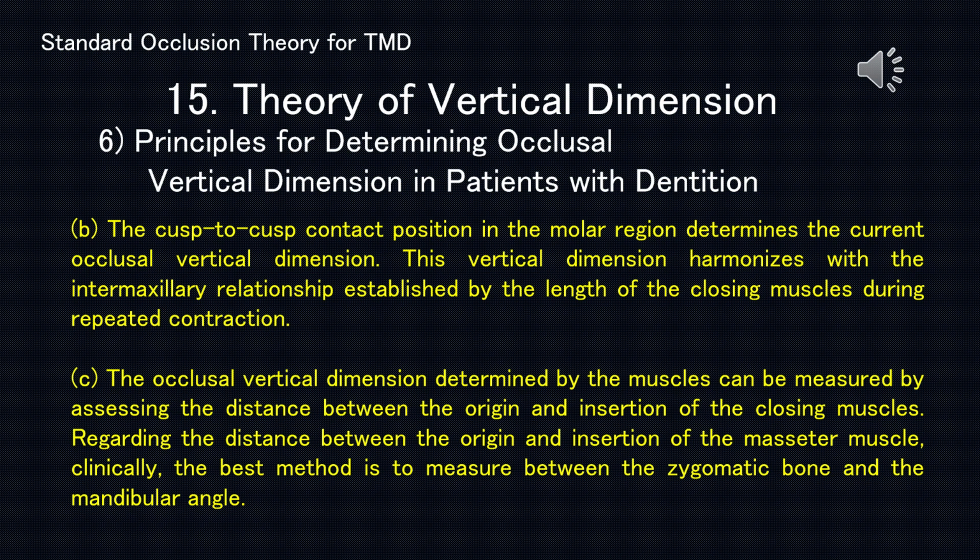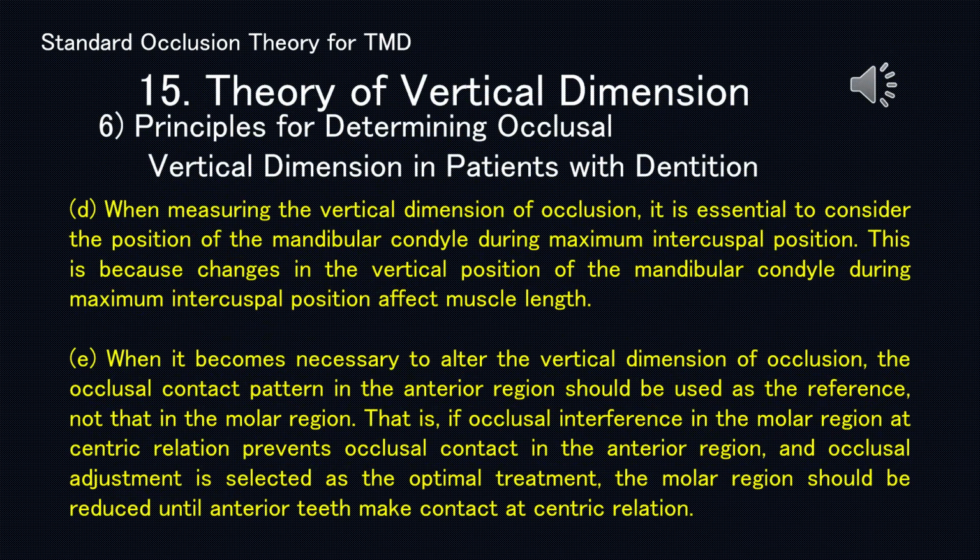C. The occlusal vertical dimension determined by the muscles can be measured by assessing the distance between the origin and insertion of the closing muscles. Regarding the distance between the origin and insertion of the masseter muscle, clinically, the best method is to measure between the zygomatic bone and the mandibular angle.